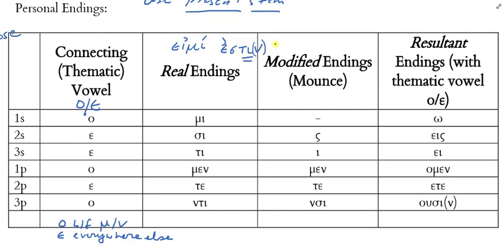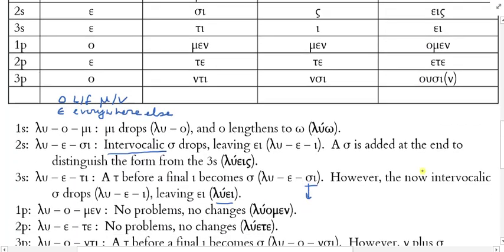Okay, so the first person plural form is going to be the stem lu plus the connecting vowel omicron followed by the personal ending men. Men starts with a mu, and therefore the connecting vowel is omicron. Okay, now here, thank the Lord, there are no sound changes that happen. The men stays put, and so the ending of the form is omen. So, luomen, no changes. So we loose, or we are loosing.